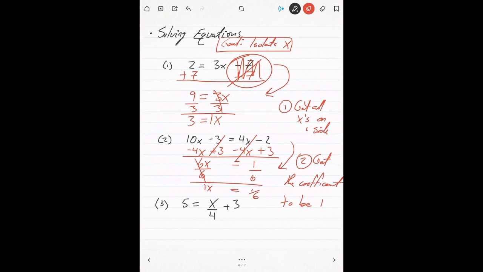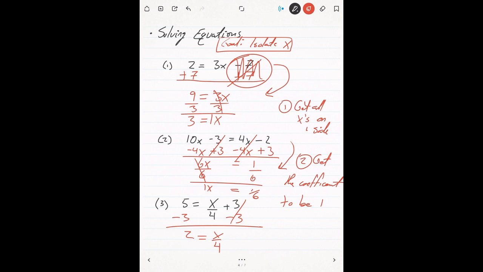All right, let's take a look at problem number 3. Again, I have a 5 on one side, a 3 on the other, and the x isn't by itself. So one of the things I want to do is get rid of that 3. Let's move it to the other side. So to get rid of it, I'm going to subtract 3 from both sides. I'm allowed to do that. That would mean that these cancel out, and I'm left with a 2 equals x over 4.